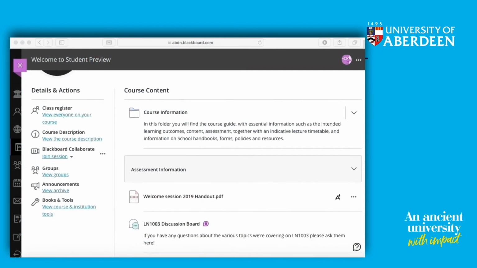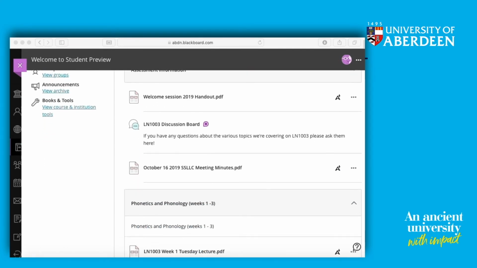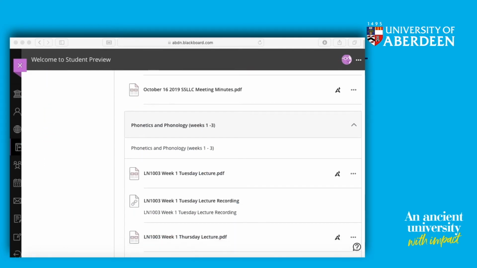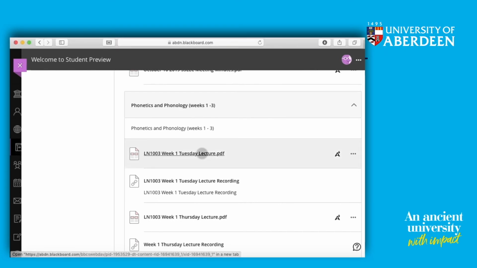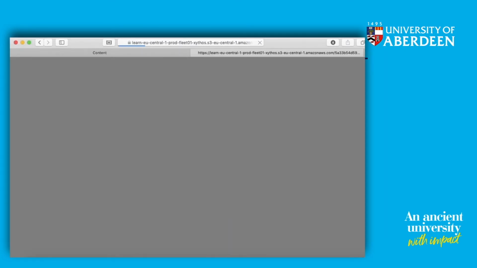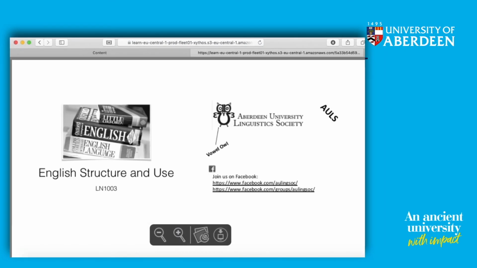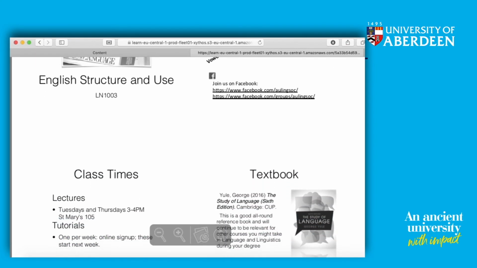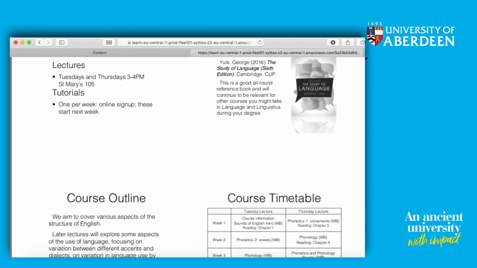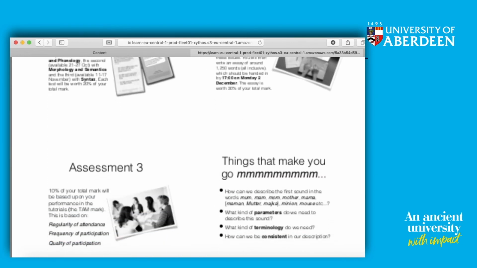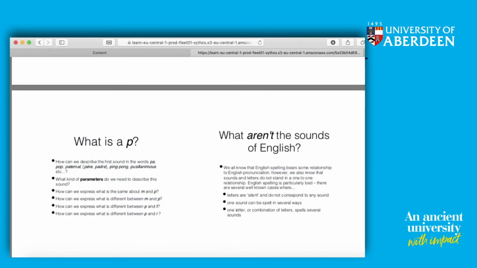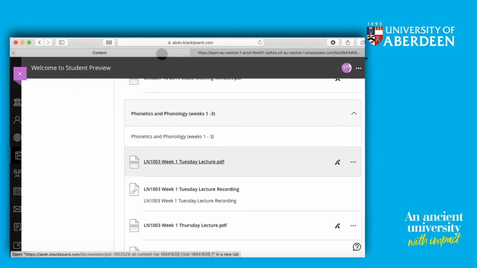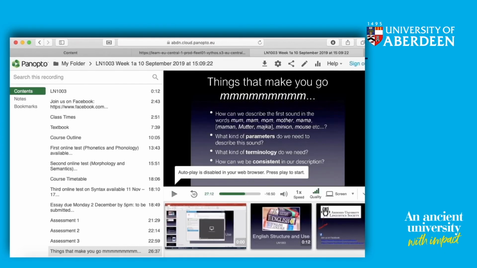Here, for instance, is an example of a My Aberdeen course area. This is from English Structure and Use for the year that's just taken place. And what you can see here is a set of lecture notes. This was actually the very first lecture. So what you're seeing on the screen here is a bit of administrative detail. So those lecture notes you can print off or you can look at on screen. You can also access recordings of the lectures.